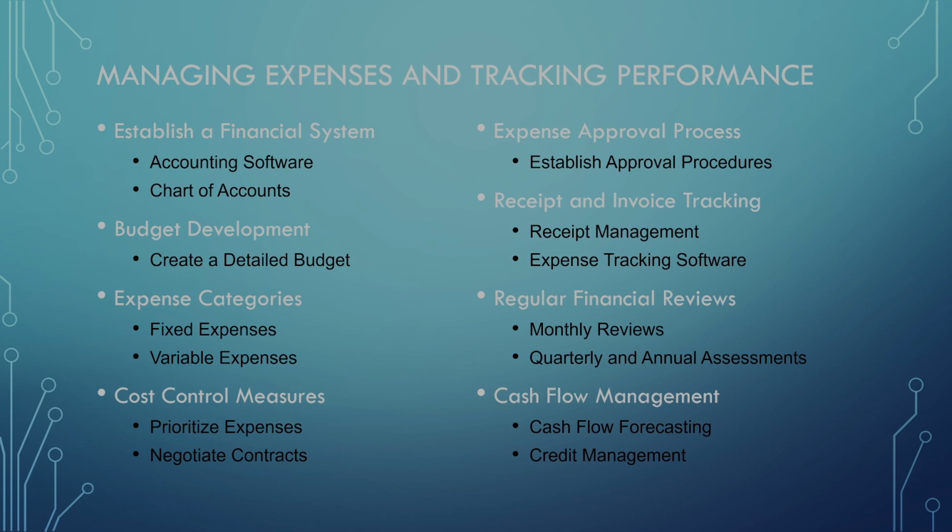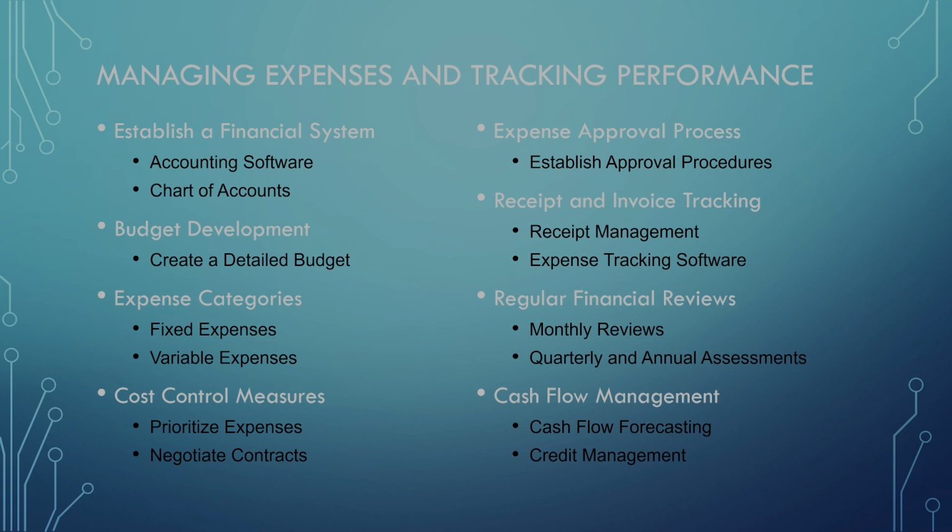Regular financial reviews. Monthly reviews. Conduct monthly financial reviews to assess actual performance against the budget. Identify any variances and investigate the reasons behind them. Quarterly and annual assessments. Perform more in-depth assessments quarterly and annually. Use these reviews to make strategic decisions and adjust the budget as needed.